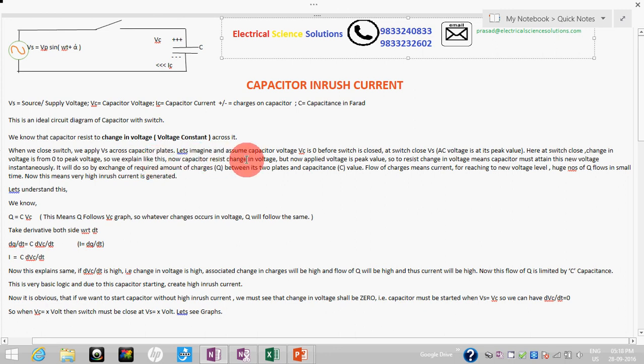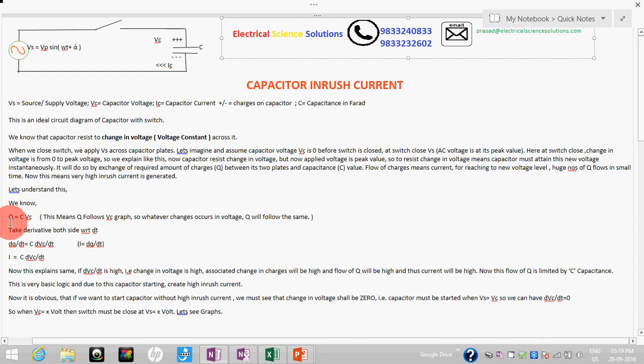Now the capacitor resists this change in voltage, but the applied voltage is at a peak value. To resist the change in voltage means the capacitor must attain this new voltage instantaneously. It will do so by exchange of a required amount of charges Q between its two plates, at a given capacitance value. So when it has to attain a new voltage, or let's say a peak voltage, these plates must exchange a lot of Q, that is charges, to attain the new voltage applied by the sinusoidal source. That exchange of Q means the flow of charges, which means a current. So a huge number of Q in a small interval of time will flow. This means a very high inrush current is generated.